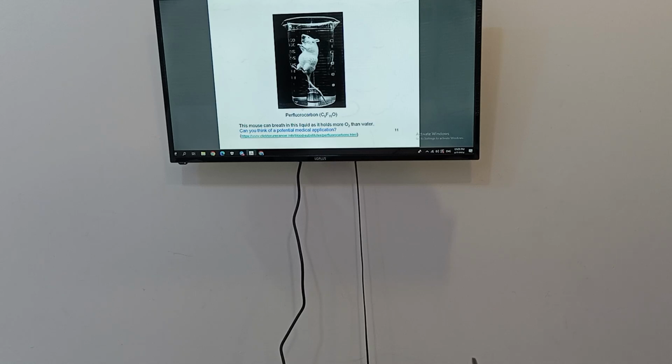This is an experiment of this little mouse that was submerged in pure fluorocarbon. This chemical is C8F16O. This mouse can breathe in this liquid as it holds more oxygen than water.